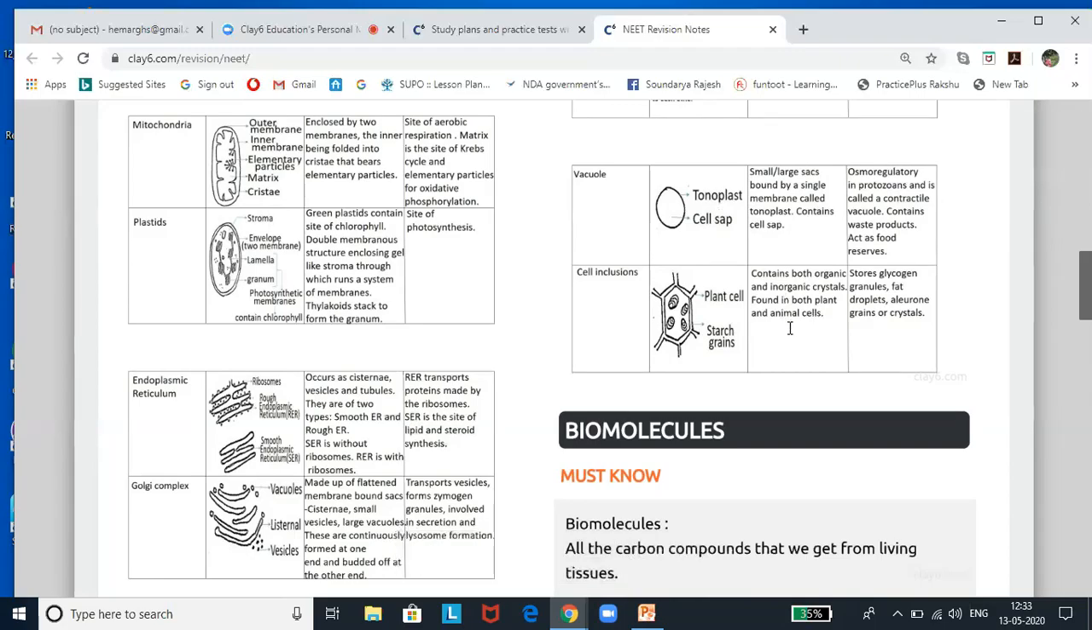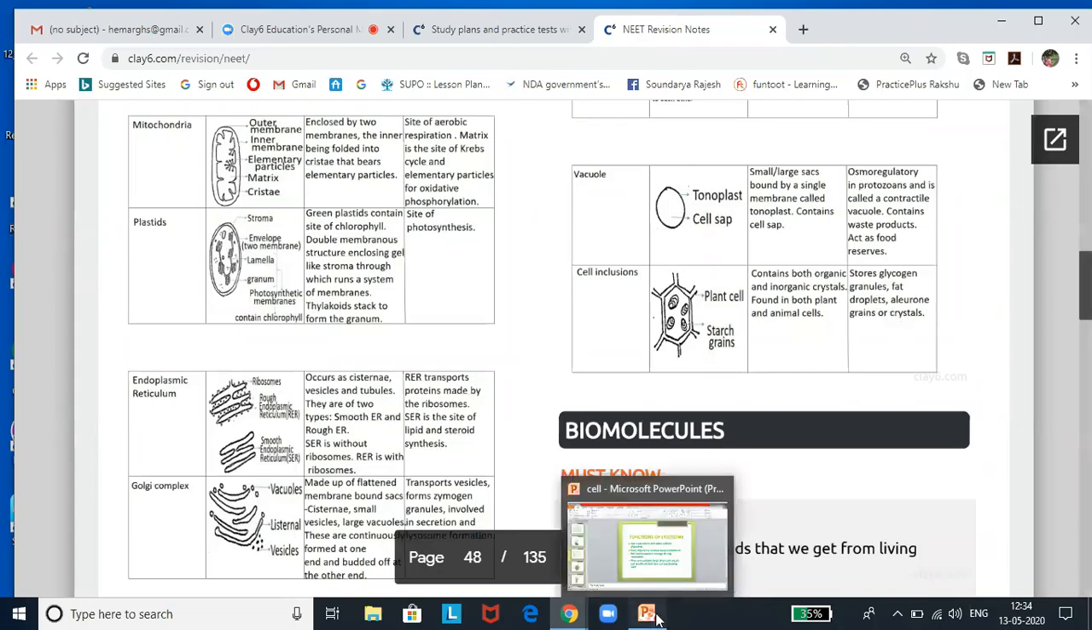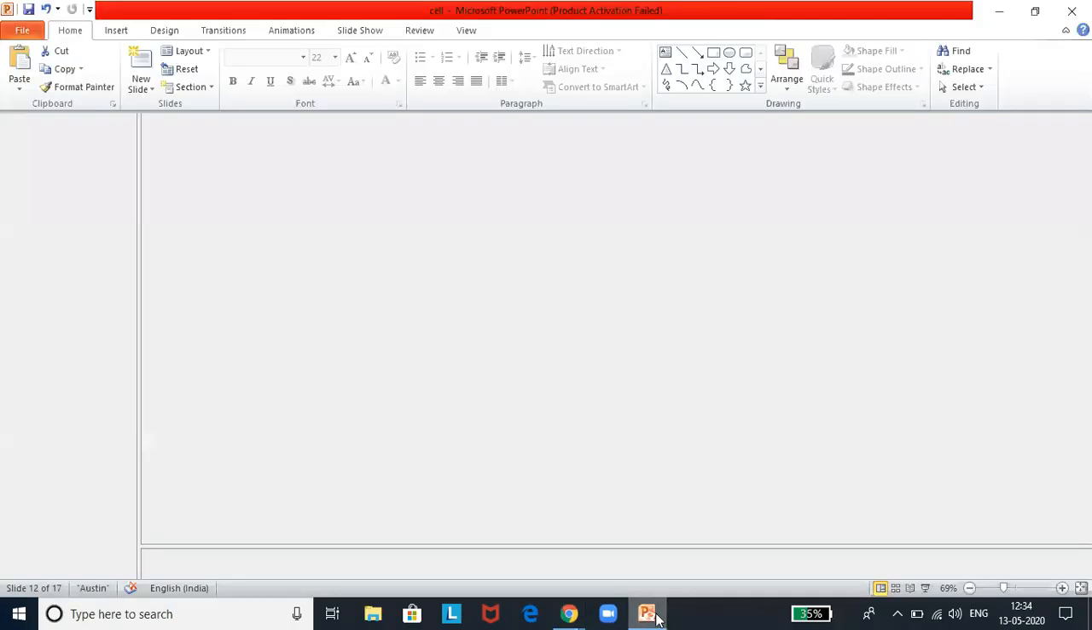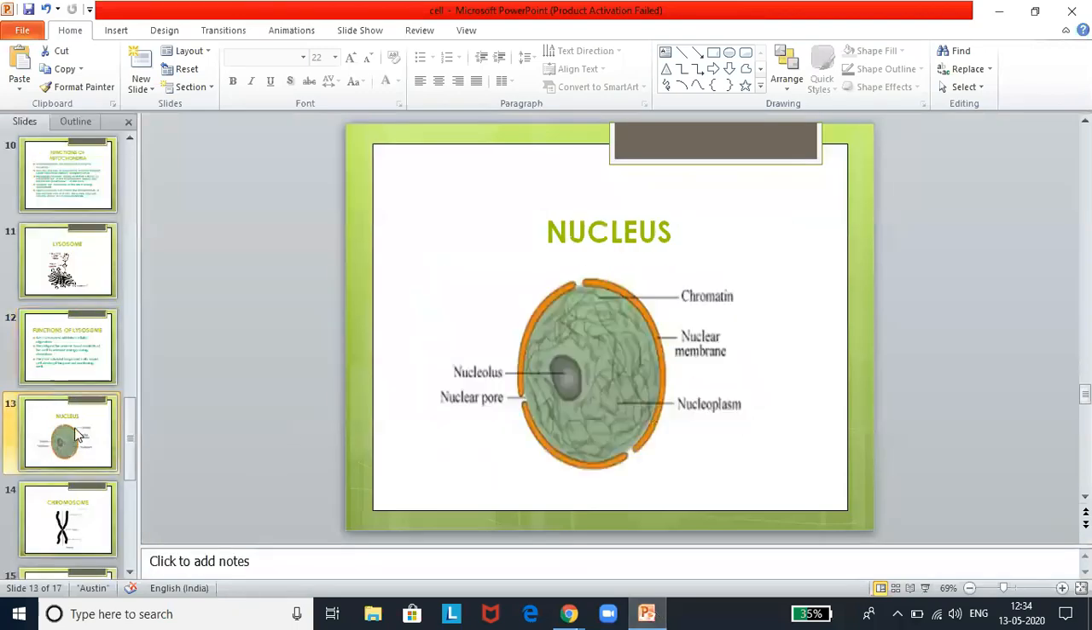Now, let us look at the cell inclusions. They contain both organic and inorganic crystals found in both plant and animal cells, and store glycogen granules, fat droplets, aleurone granules, or crystals. Now, let us look at the final person, that is the master. The master, you know, is the nucleus. Now, let us look at the nucleus.